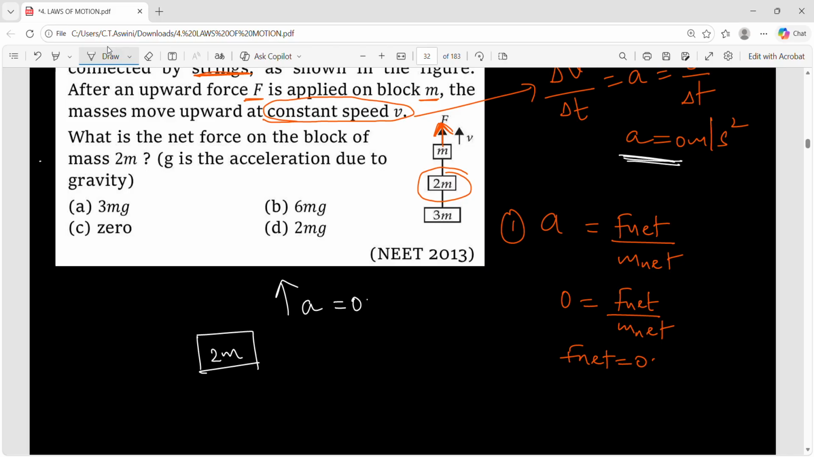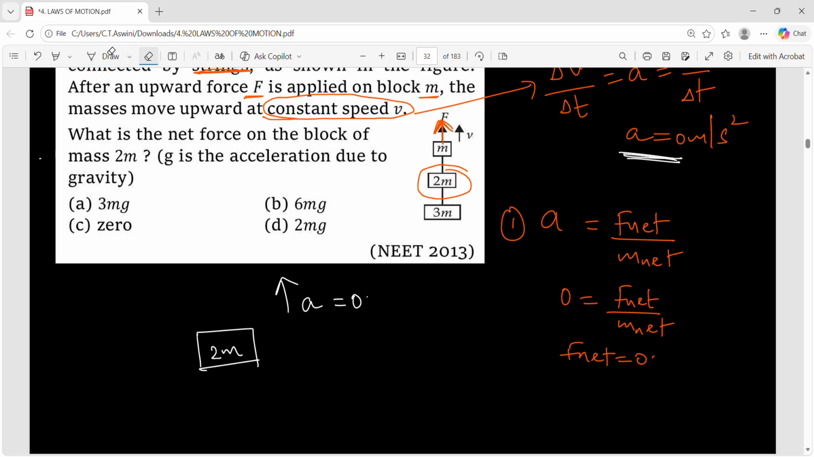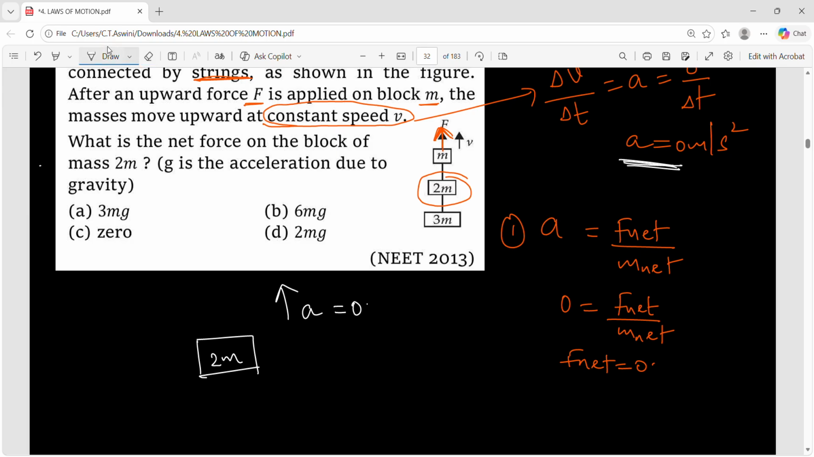First step, you calculate A. A is 0. Don't say, ma'am, F net is F and M net is 6m. Don't do that, because here the masses are moving with constant speed. If they are moving with constant speed, what is the acceleration? 0. So we are doing it in the same way, but there is a tricky part in the question. Since the bodies are moving with constant velocity, the change in velocity is 0.